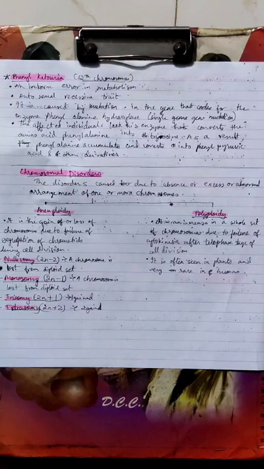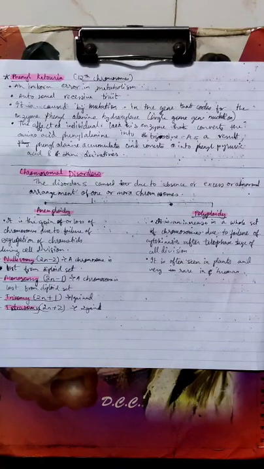Aneuploidy is the gain or loss of chromosomes due to failure of segregation of chromatids during cell division. It includes nullisomy, which is 2n-2, where a chromosome pair is lost from a diploid set. Monosomy, 2n-1, a chromosome is lost from a diploid set. Trisomy, 2n+1, a chromosome is added to a diploid set. And tetrasomy, 2n+2, where two chromosomes are added to a diploid set.